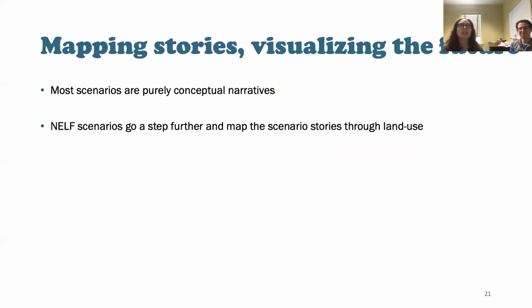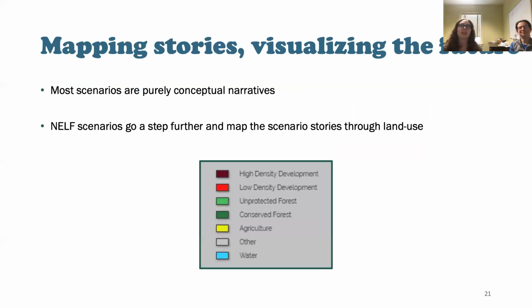So that's where most scenarios would end. They would just be stories. But with the NELF scenarios, we went a step further to map them through land use. The land uses that you can see in the NELF maps and in the NELF Explorer are high and low density development, unprotected forest, conserved forest, agriculture, and other, which includes some wetlands and barren ground like quarries, and water. So when you look at the NELF Explorer, these are the land uses that you will be able to see.